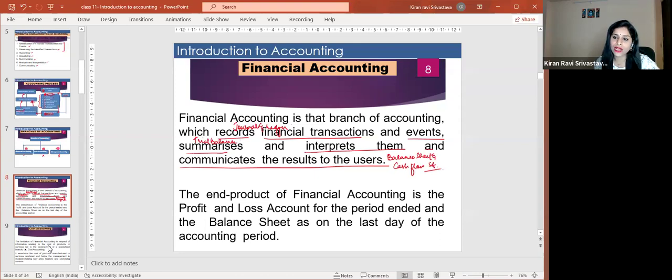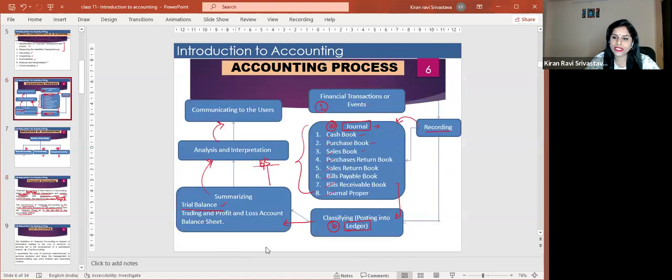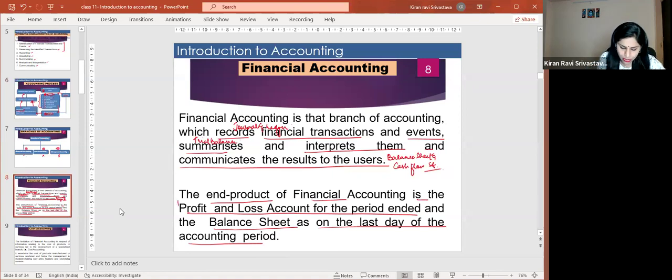Now, why are we doing financial accounting? Why do the chartered accountants take so much pain and prepare? The end product of financial accounting is the profit and loss account for the period ended and the balance sheet as on the last day of the accounting period. So much pain, that whole process I showed you. This whole process is only for knowing two things, or rather three things. First is the profit and loss statement, second is the balance sheet, and third, not mentioned in the definition, is the cash flow statement.